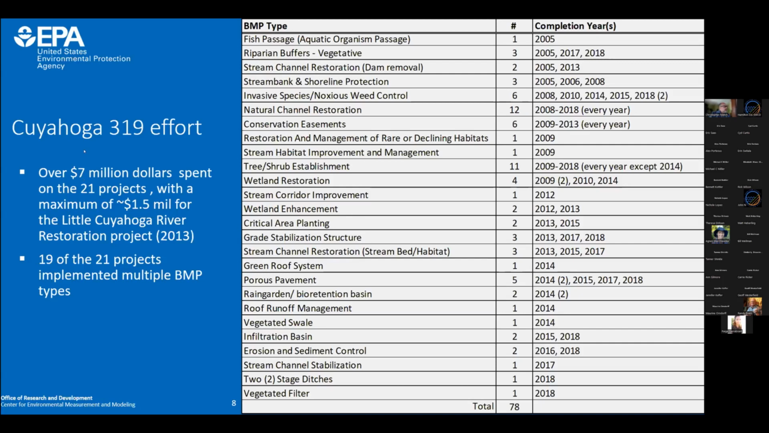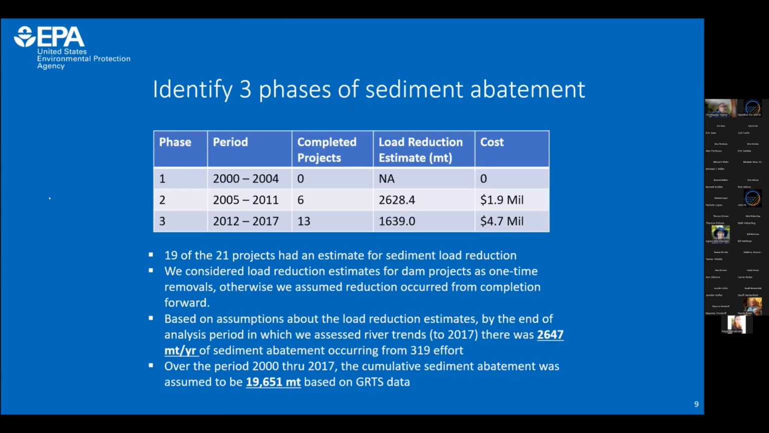Over $7 million has been spent on the 21 projects with a maximum grant funded for approximately $1.5 million for the Little Cuyahoga River Restoration Project in 2013. 19 of the 21 projects implemented multiple BMP types. This is what the load reduction estimates from those projects look like. This is what we will be workshopping on today, how to do these load reduction estimates.